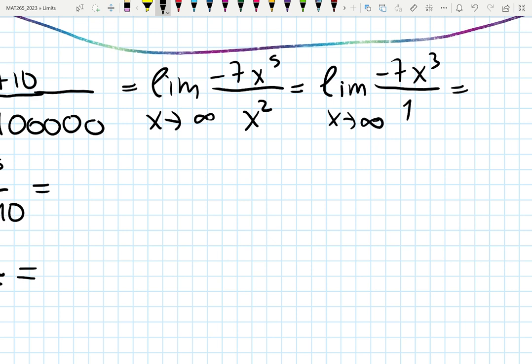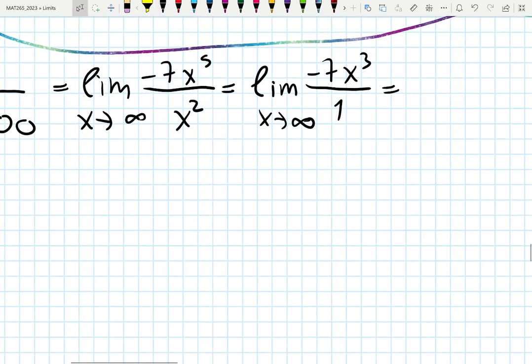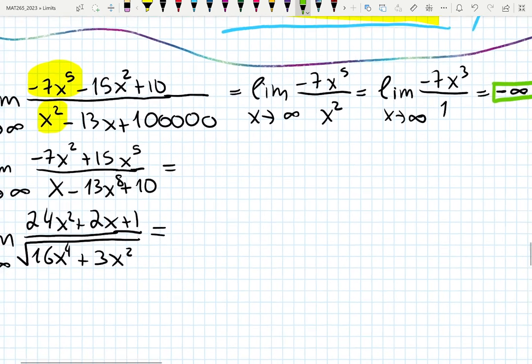And now you plug in infinity. By plugging in, you're literally plugging in the biggest numbers you know. You can actually check. If you plug in 1 million, what's going to happen? It will be infinity cubed, which is infinity, and the minus 7 makes it minus infinity. Does it make sense?